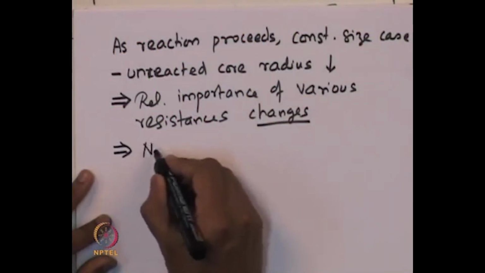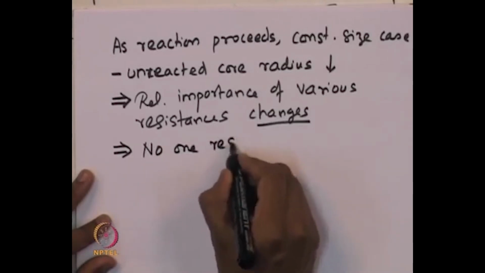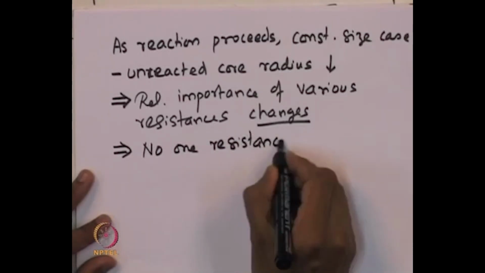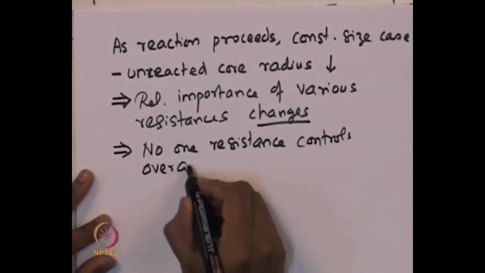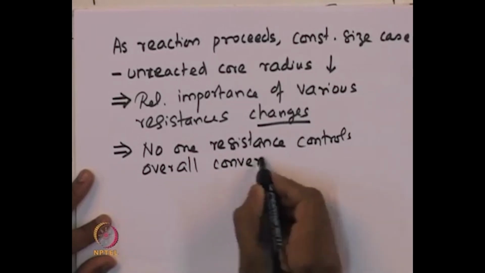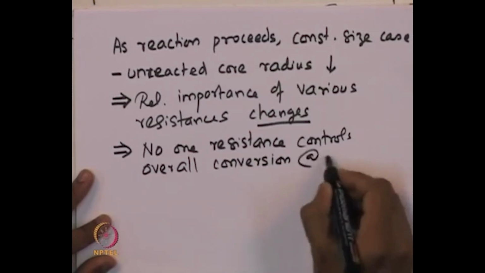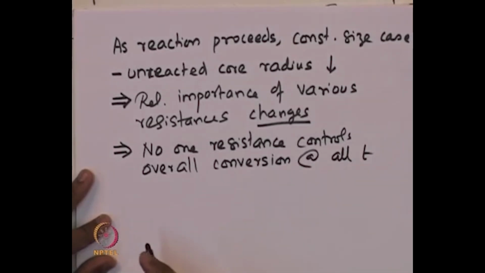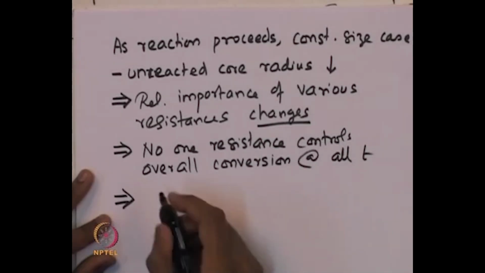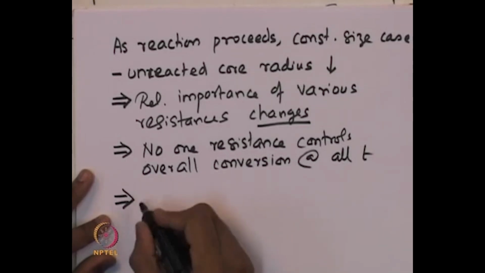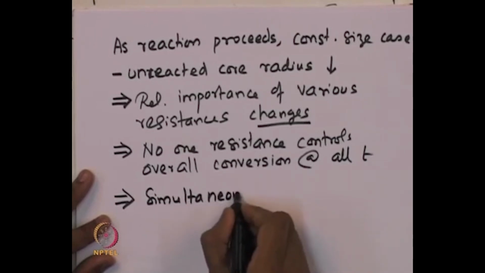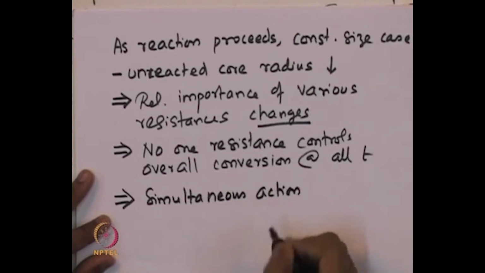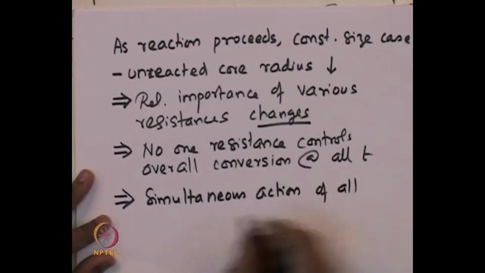Which means that no one resistance controls the overall conversion at all times t. Therefore, it is important to consider the simultaneous action of all three resistances.